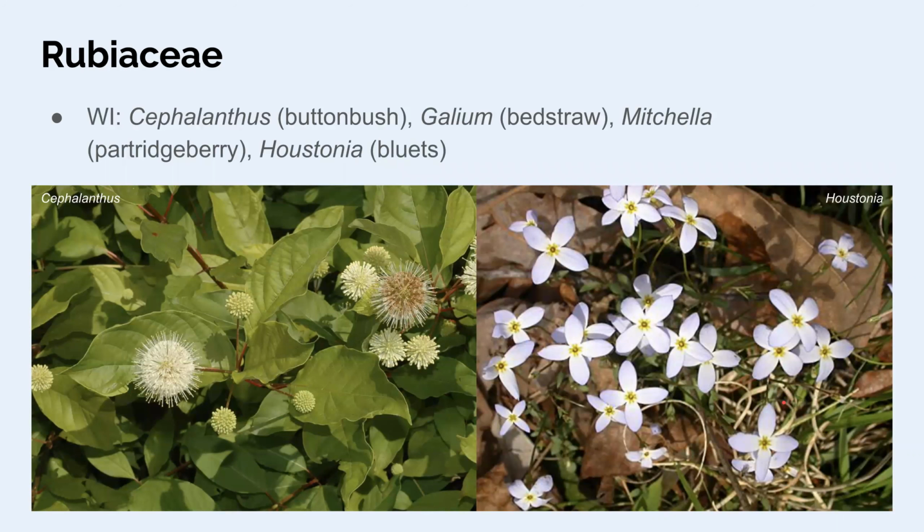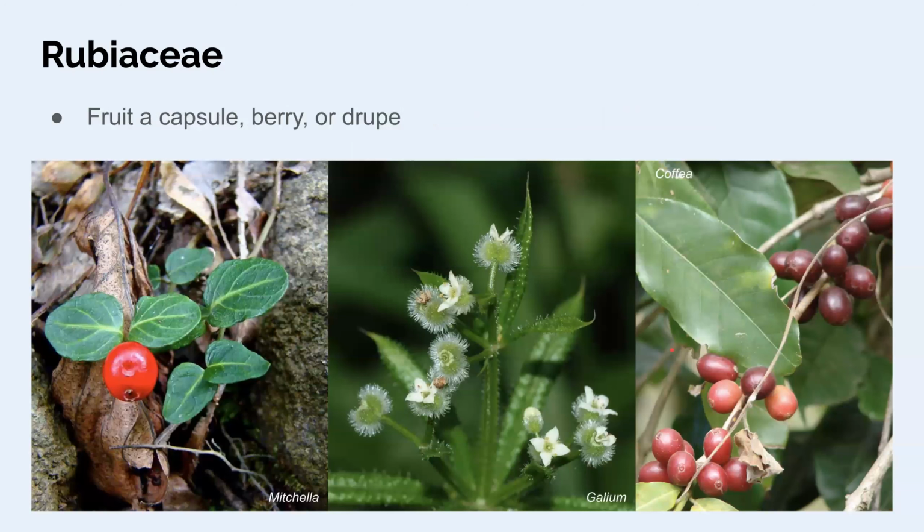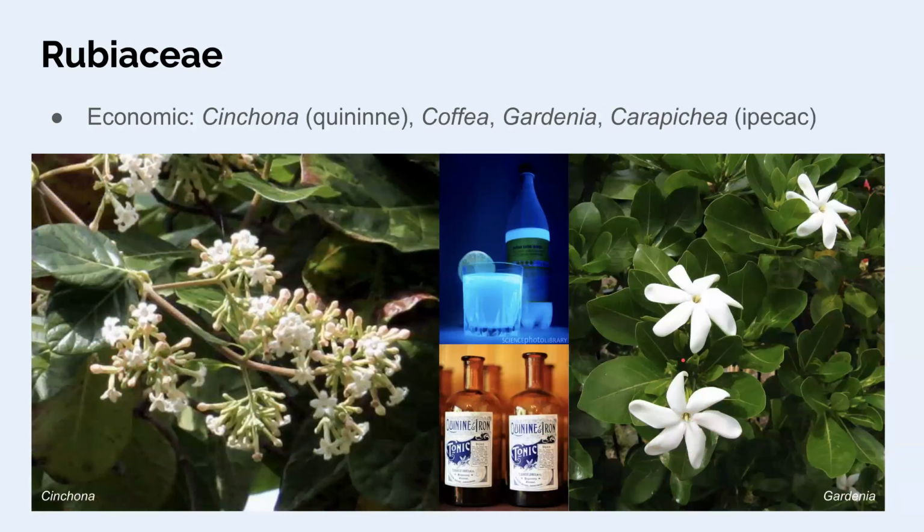Locally, quite a few different species. The buttonbush is our shrubby Rubiaceae plant. We've got also lots of herbaceous plants. We saw bedstraw, partridge berry. Here's Houstonia, the bluets. Kind of a distinctive flower. Maybe a little more common having these 4 petals as well. So 4 petals in this Galium, 4 petals in our Houstonia here. And then lots of diversity heading more toward the tropics.